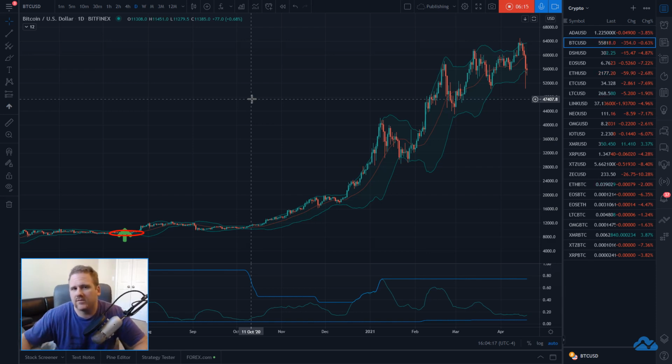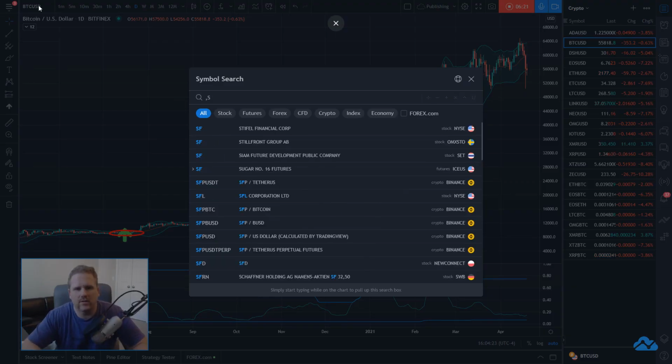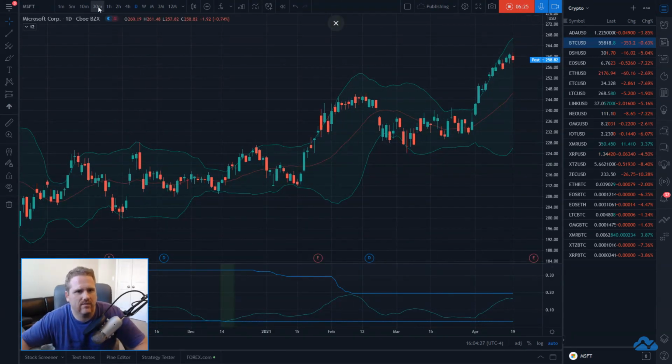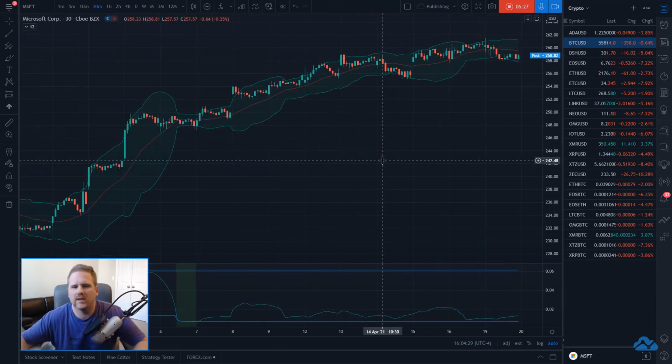And of course, this hasn't fired off another indication, at least not on the daily time frame, since then. So you can use that on the longer time frame, or you can use it on shorter time frames, day trading, etc. That's the beauty of using Bollinger Bands, because it's measuring standard deviations on the time frame that you're currently looking at. So it's time frame independent.